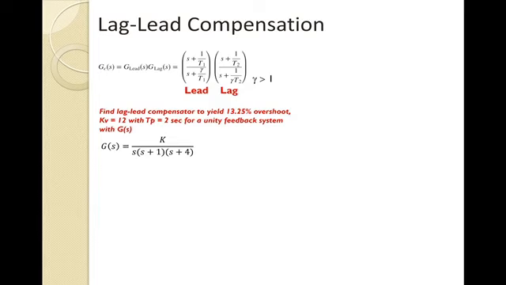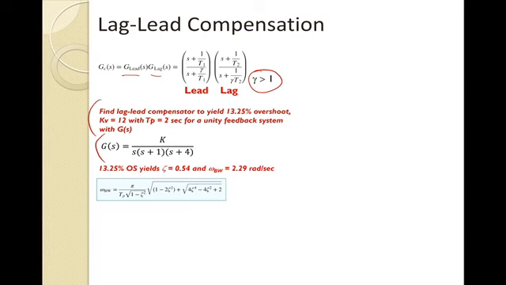Now, we also can do a lag-lead compensator, and so that compensator has a lead and a lag part that essentially get multiplied, and so we can see these values as shown here. And now I'm going to use this term gamma here, separating the higher and lower breakpoints for the lag or the lead compensator. So now what I want to do is find a lag-lead compensator to yield about a 13% overshoot, given a Kv of 12, a peak time of 2 seconds for a unity feedback system with this G(s). This G(s) is different from the previous one with that motor amplifier example. So I just wanted to make that clear.